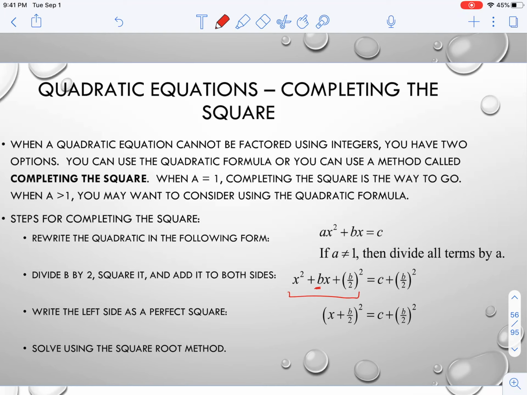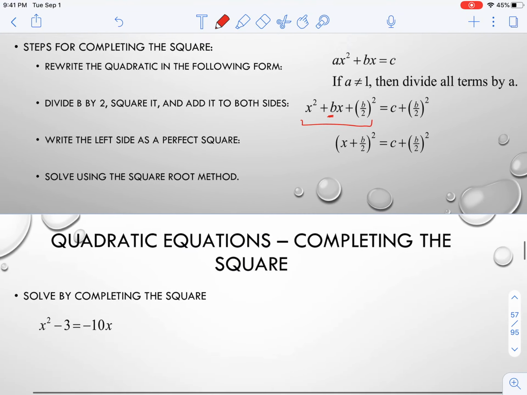Hopefully the c plus whatever b over 2 squared is, is nice and easy so you can combine like terms and work your way through it. Sometimes you're going to have some fractions, sometimes some radicals. But once you get to this point, you're set up to solve by taking square roots.